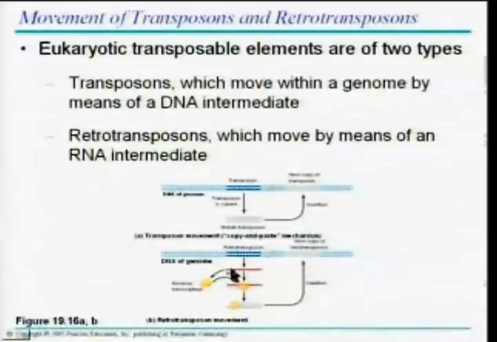Retro is referring to making RNA, and then going back to DNA, getting double-stranded DNA, and then that can be inserted somewhere else within the genome. So in movement of transposons by the copy and paste mechanism, and in movement of retrotransposons, the DNA sequence remains in the original site as well as appearing in a new site.